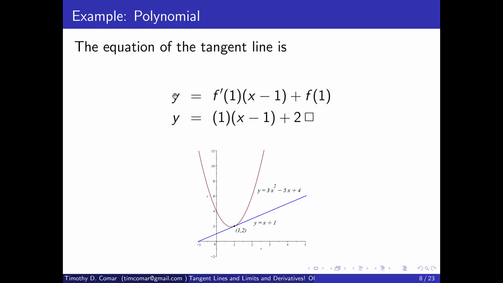So our equation of our tangent line, again given by f prime of 1 times x minus 1 plus f of 1, is simply going to be 1 times x minus 1 plus 2. We see the curve given here in red, the tangent line at the point 1, 2 given in blue, and yes, this is just a simplified version of that equation of the tangent line here.